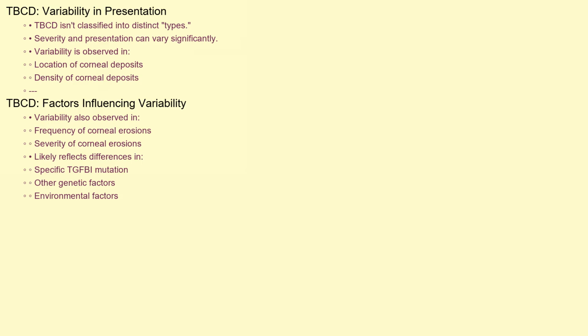While we don't classify TBCD into distinct types, in the traditional sense, it's important to note that the severity and presentation of the condition can vary. The location and density of the corneal deposits, as well as the frequency and severity of corneal erosions, can differ among affected individuals. This variability likely reflects differences in the specific TGF-beta mutation and other genetic and environmental factors.